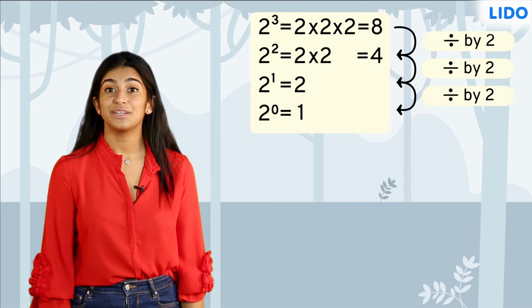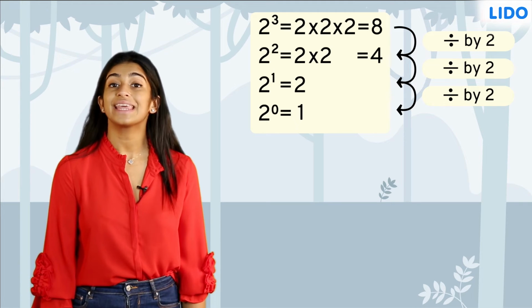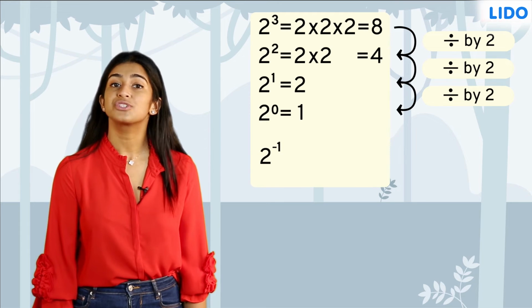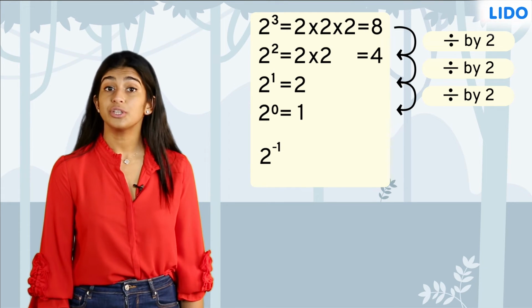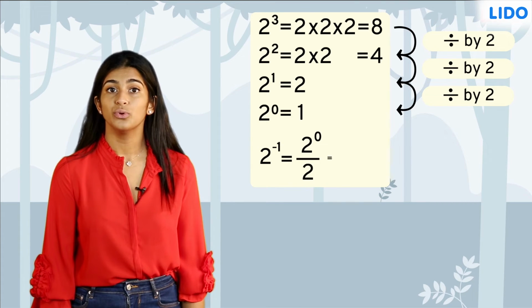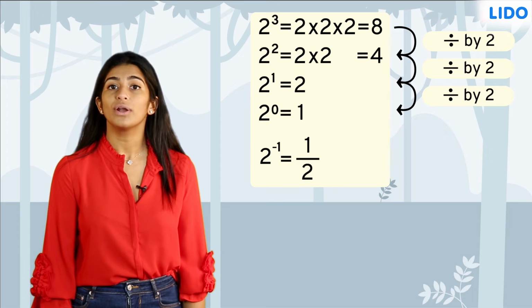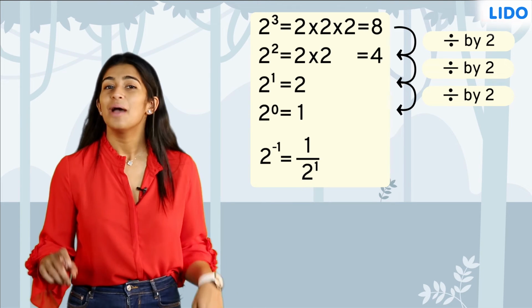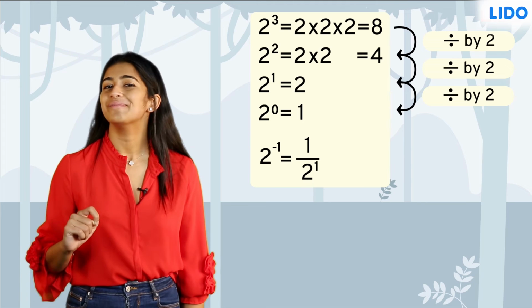Now, let's continue this pattern further by reducing the exponent of 2 by 1 again. This will give us 2 raised to negative 1. According to the pattern, this should be equal to 2 raised to 0 divided by 2, or 1 over 2, or 1 over 2 raised to 1. I think you already got the pattern, but let's do this one more time.